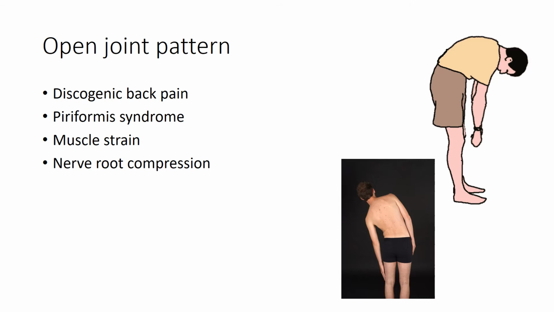In the objective examination, I will look at two things: the range of movement and the onset of pain. I will look into the open joint pattern and closed joint pattern.